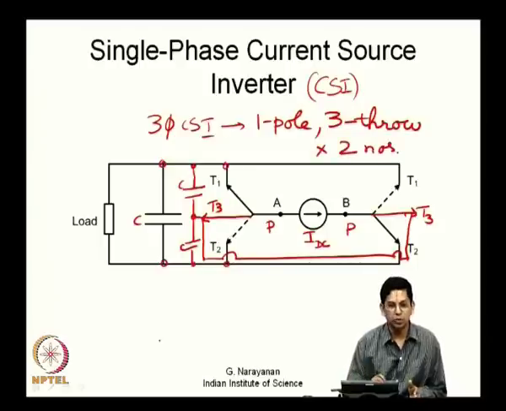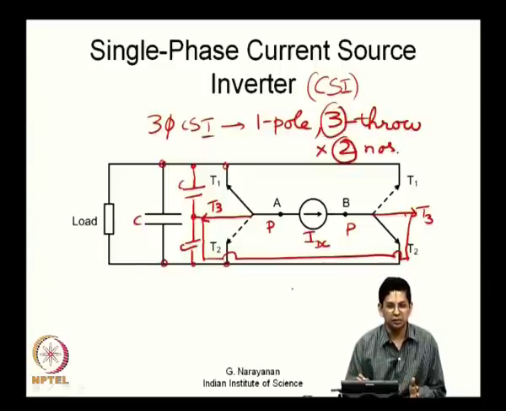So, why do you need 2 numbers? Because you have a current source with 2 terminals. Why do you need 3 throws? Because your load is now a 3 terminal load. So, you need 3. So, for a single phase CSI, we just had 2 single pole double throw switches. For a 3-phase CSI, we have 2 single pole triple throw switches as we have shown here now.